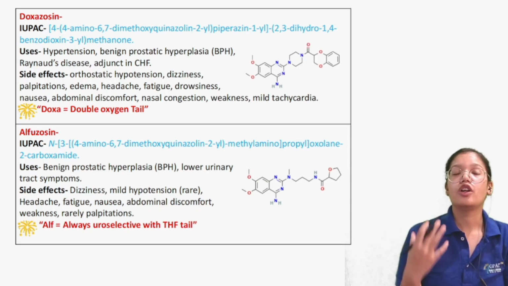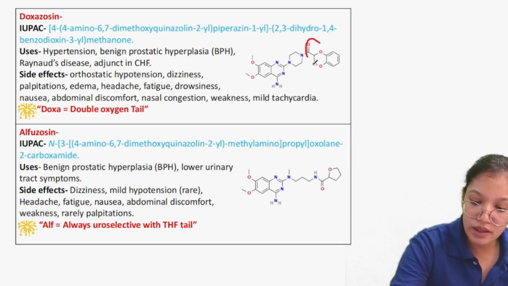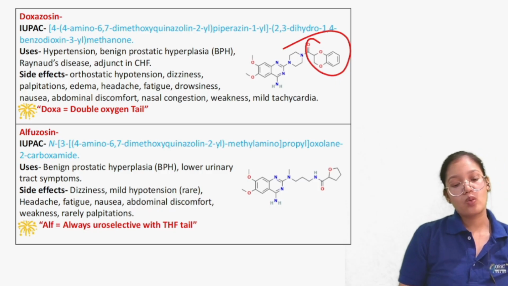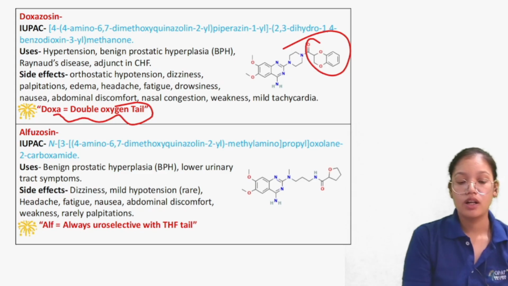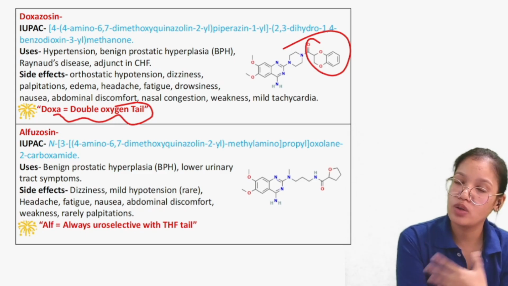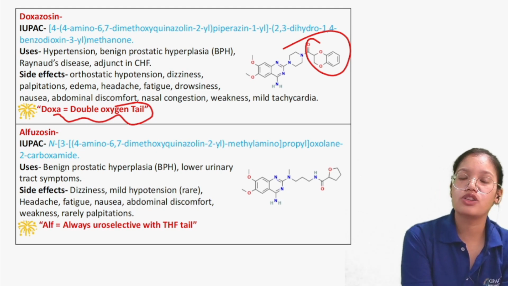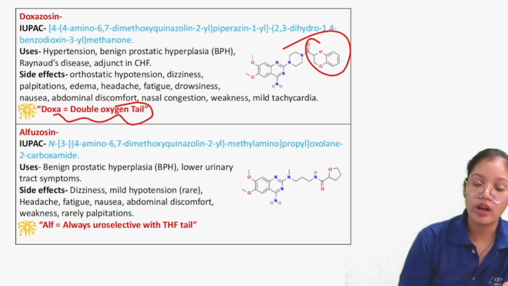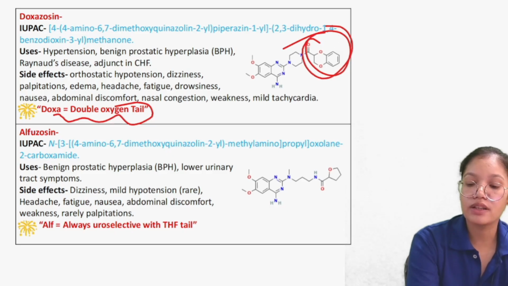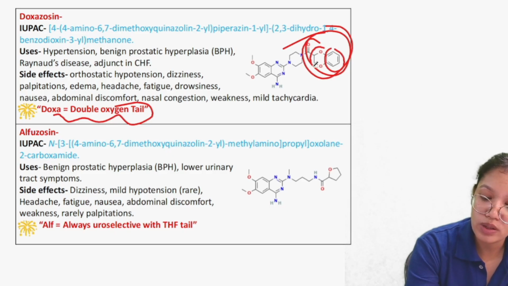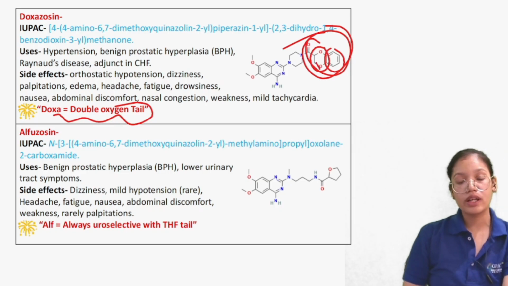Next we have doxazosin. Again a similar kind of structure, but the difference is in the side chain. Now what side chain? From doxa you can remember double oxygen. Oxa means something related to oxygen, and from D you can remember double, so two oxygens are there in the ring. What type of ring? Basically the benzodioxane ring is present here. So here we have a benzene ring, and to that the oxane ring is attached. So benzodioxane ring, two oxygens are there. Okay, that is the tail.